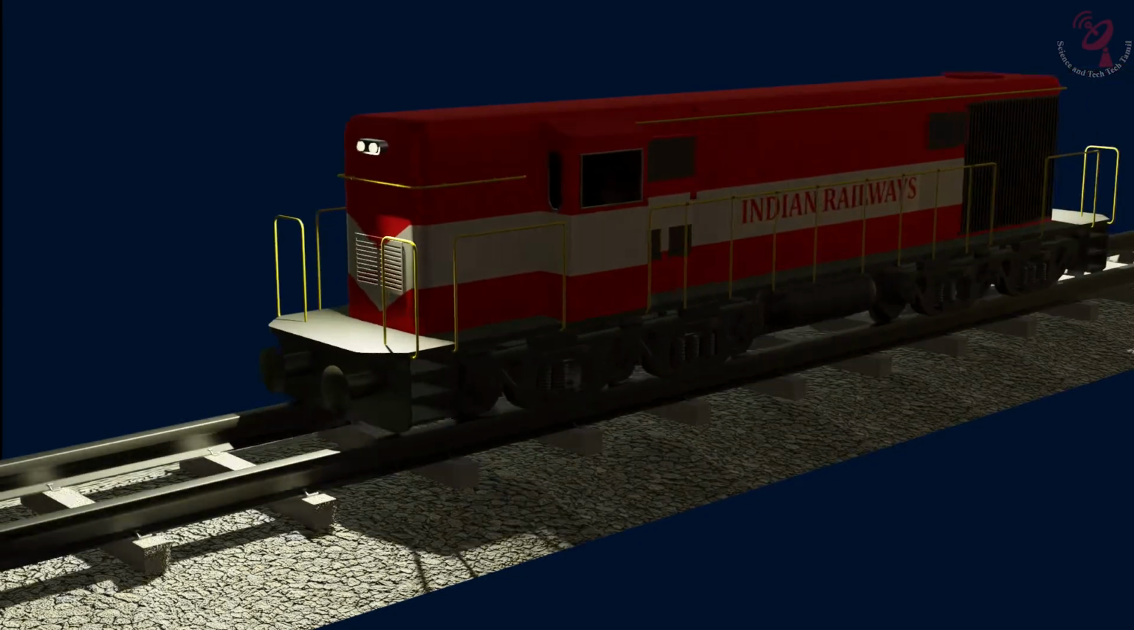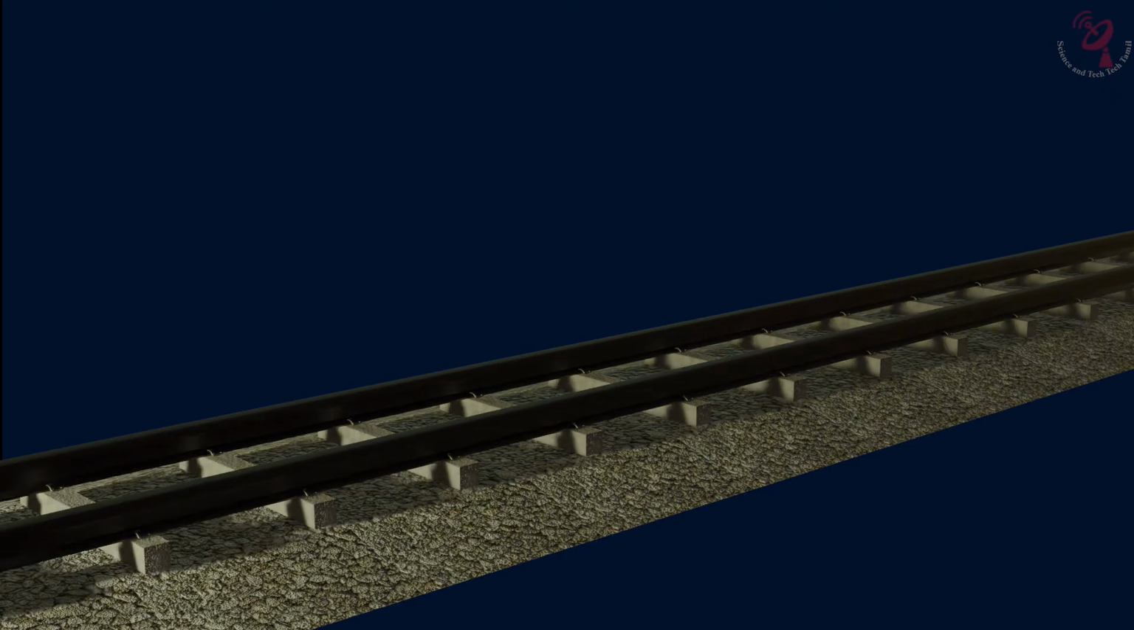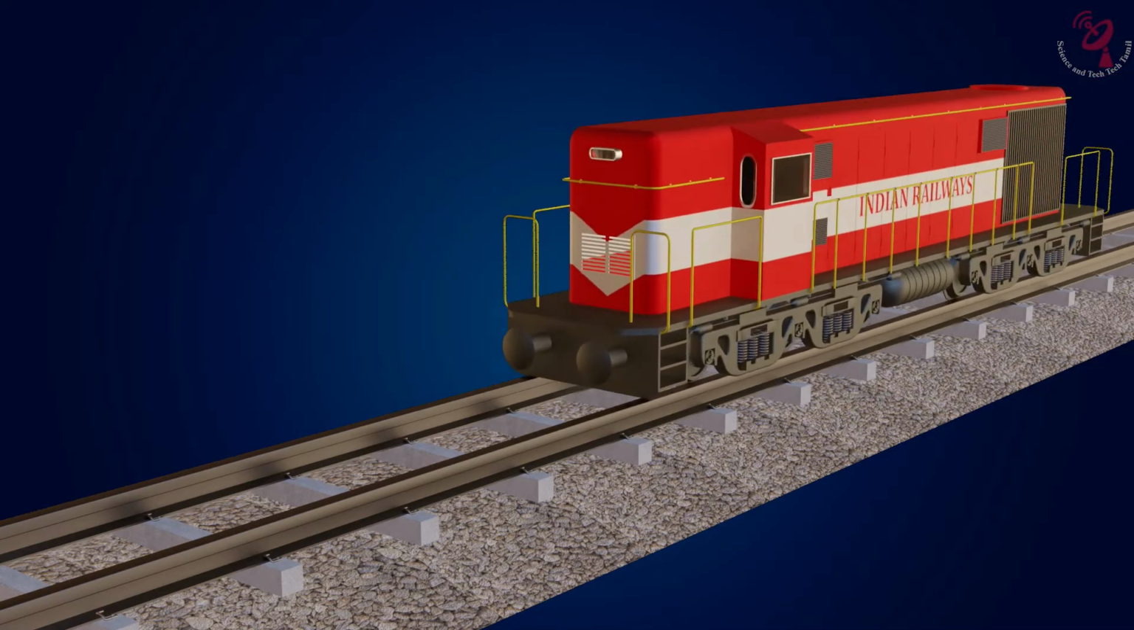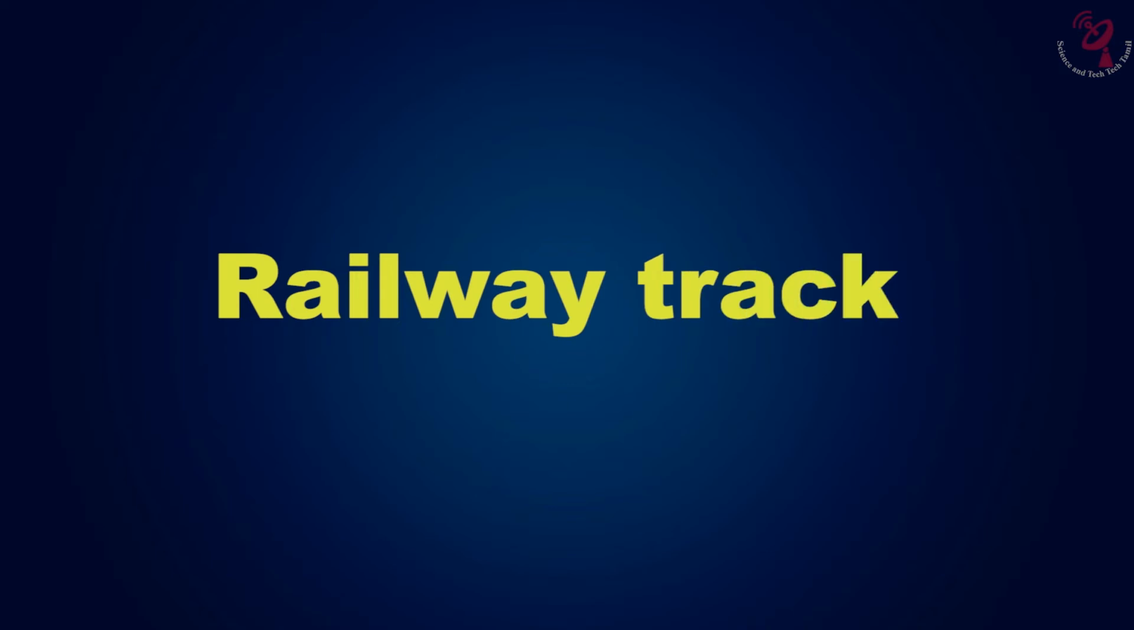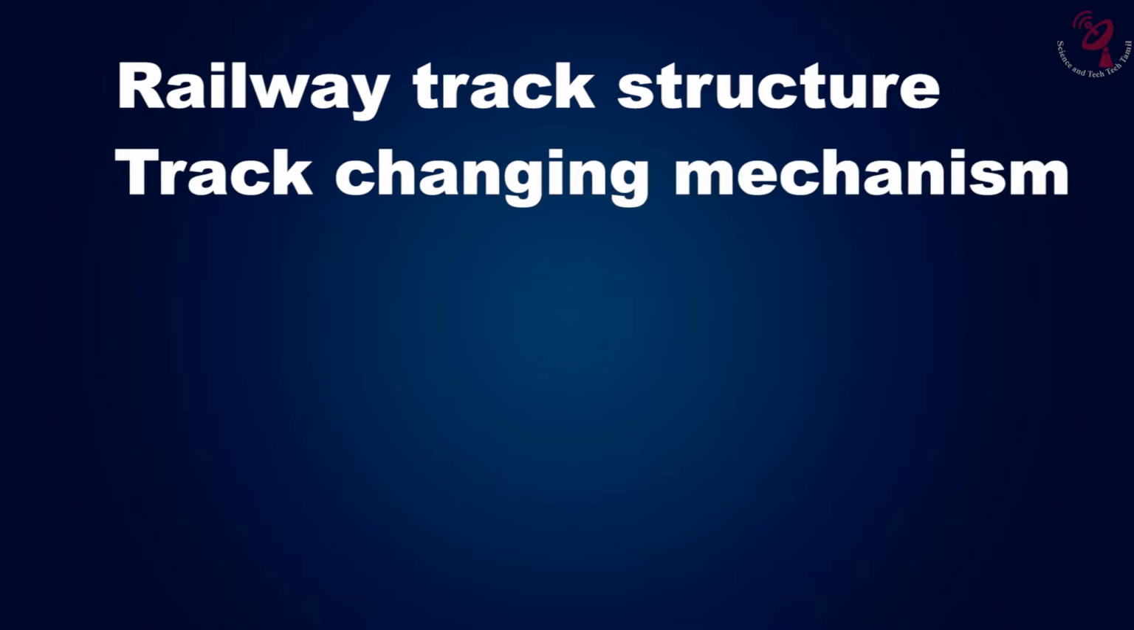There are different types of transport. Of those, the train is the most gigantic and complex, because there is a structure called a railway track. In this video, we are going to explain about structure of railway track and how track changing mechanism works.